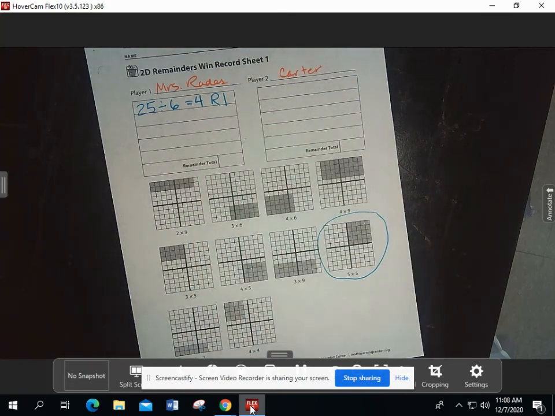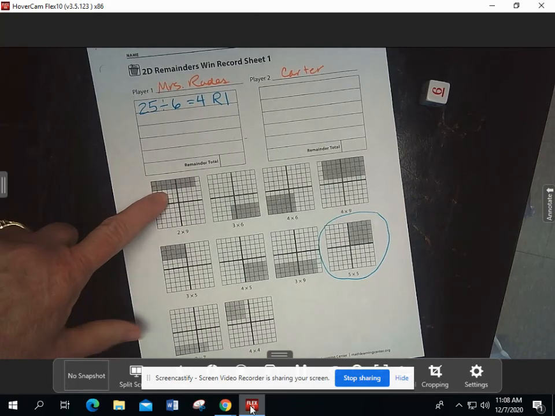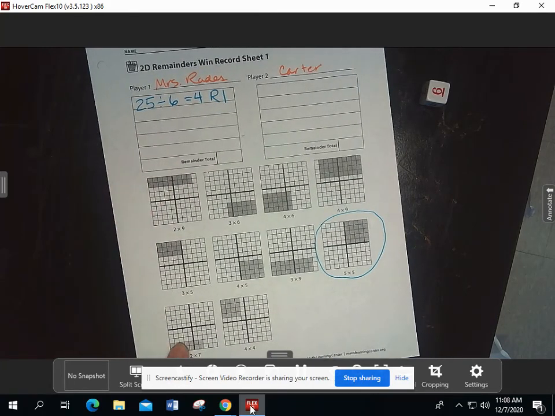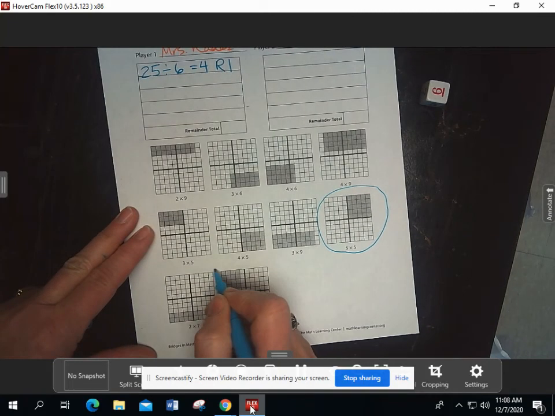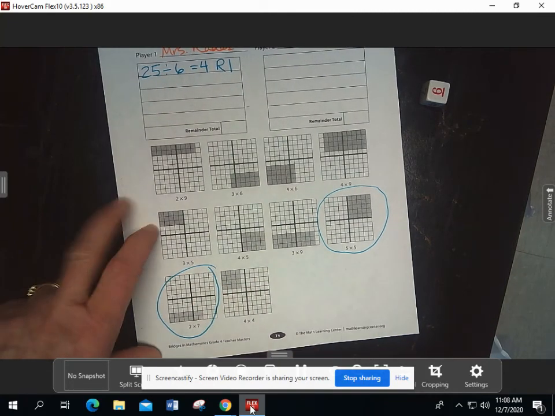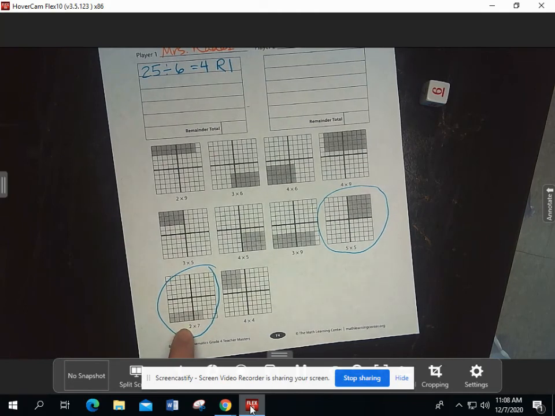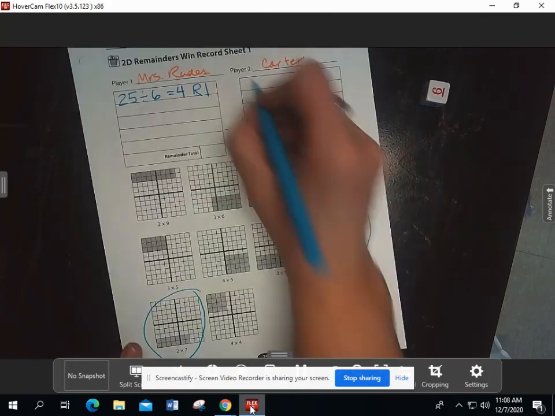Okay, Carter, which one are you going to circle? Do you want to circle this one, or do you want to circle the bottom one? Top one or bottom one? The bottom. He wants the bottom. Okay. Carter wanted this one. What is 2 times 7, everybody? 14. 14.